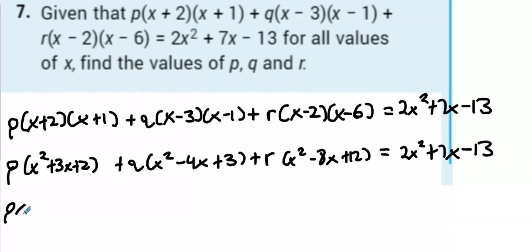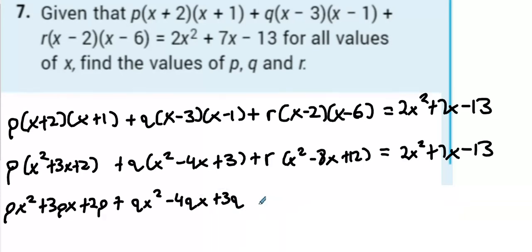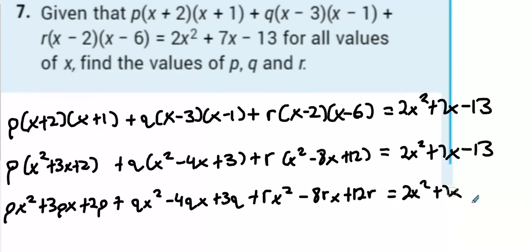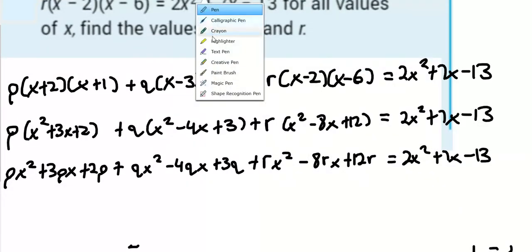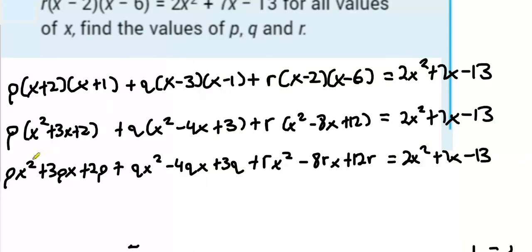I'm going to get px squared, 3px, 2p, qx squared, minus 4qx, plus 3q, plus rx squared, minus 8rx, plus 12r, and 2x squared plus 7x minus 13. Now, we're going to color code these like so. And here's what it's going to end up as.